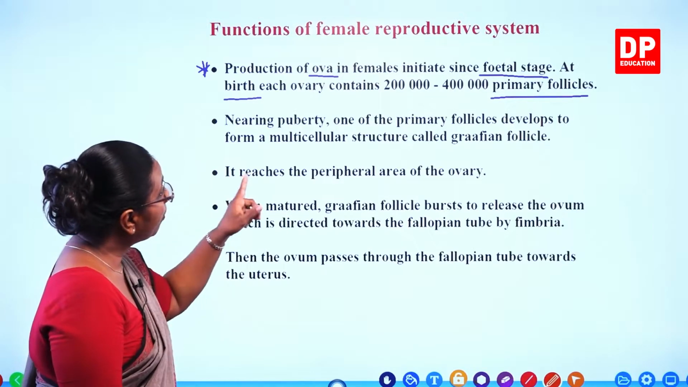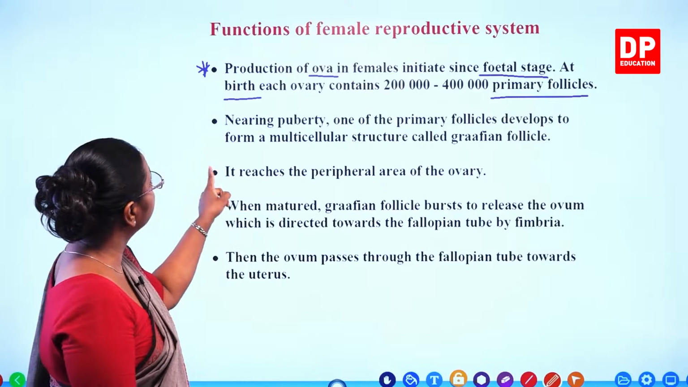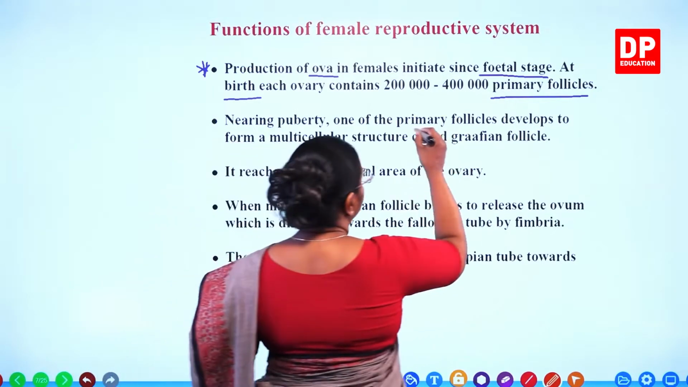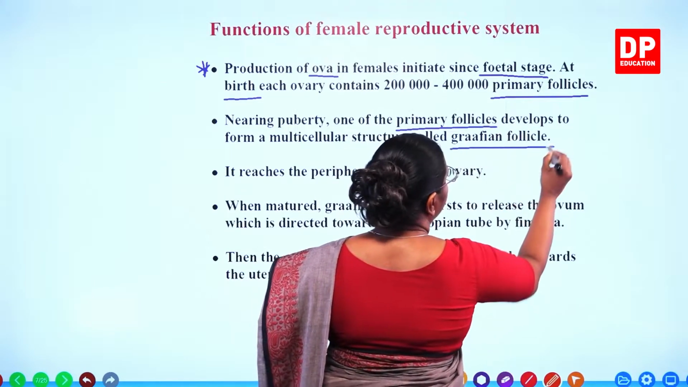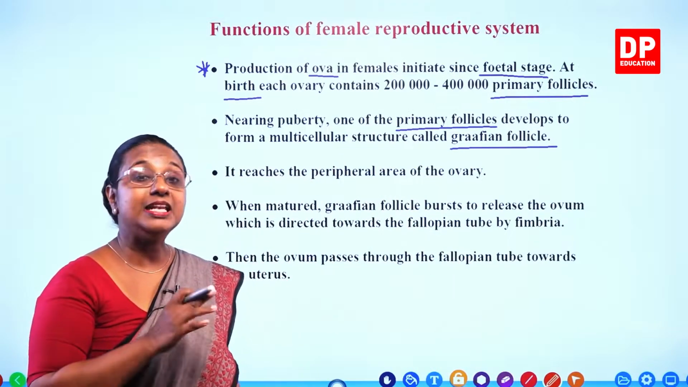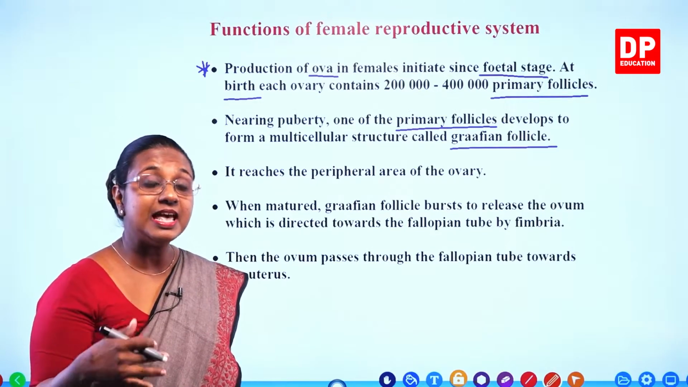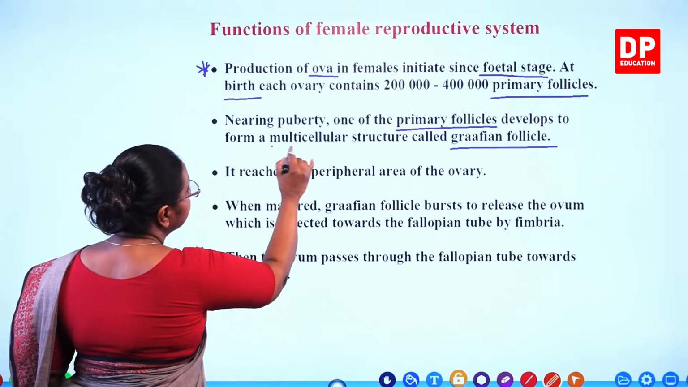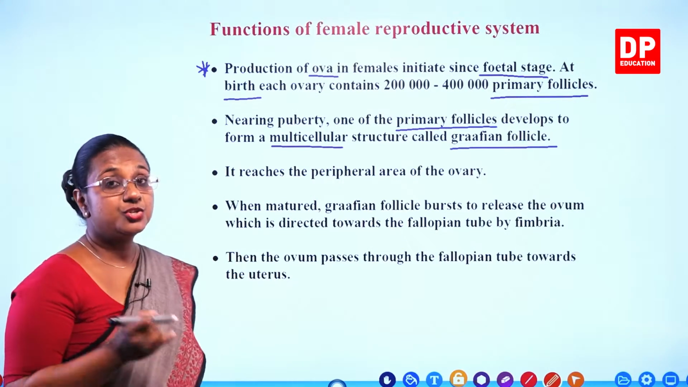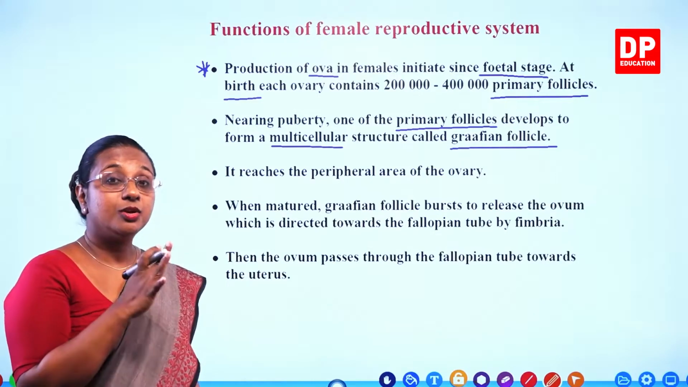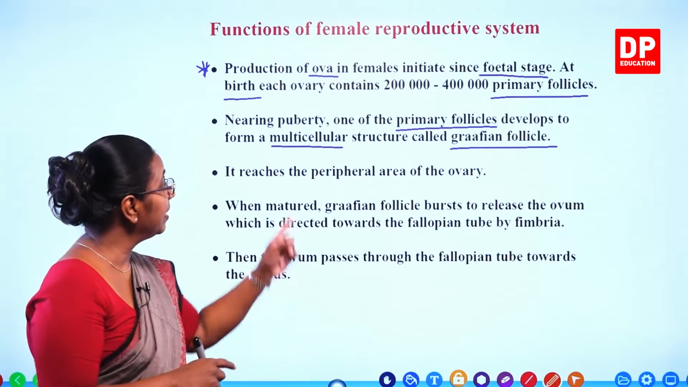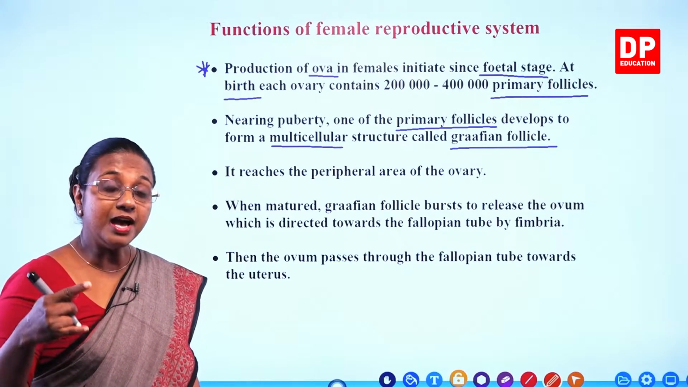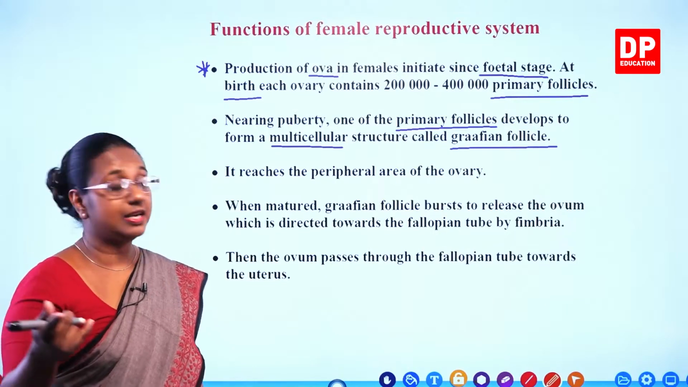Nearing puberty, one of the primary follicles develops to form a multicellular structure called the Graafian follicle. So one of the primary follicles becomes the Graafian follicle. It matures, it undergoes changes and becomes the mature Graafian follicle, and that is a multicellular structure. So this is closer to puberty, closer to adolescence. That is the first time one primary follicle develops into a Graafian follicle. From there, each month this cycle will continue.